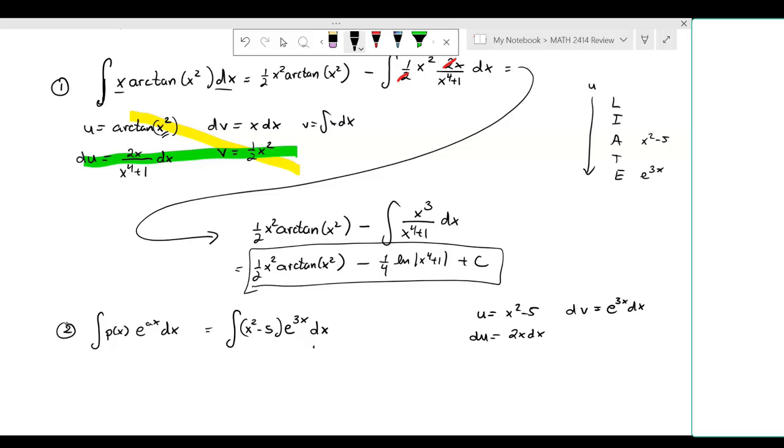Differentiate u to get du, and anti-differentiate dv to get v. Okay. And then we can use our parts formula. So that would be u times v minus the antiderivative of v du.